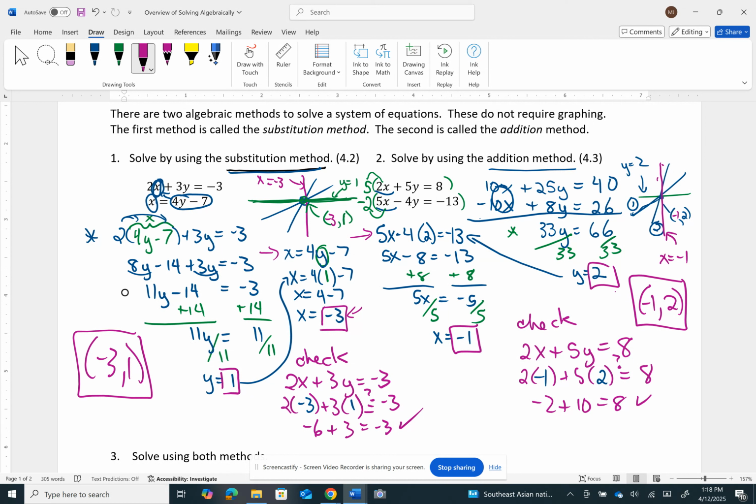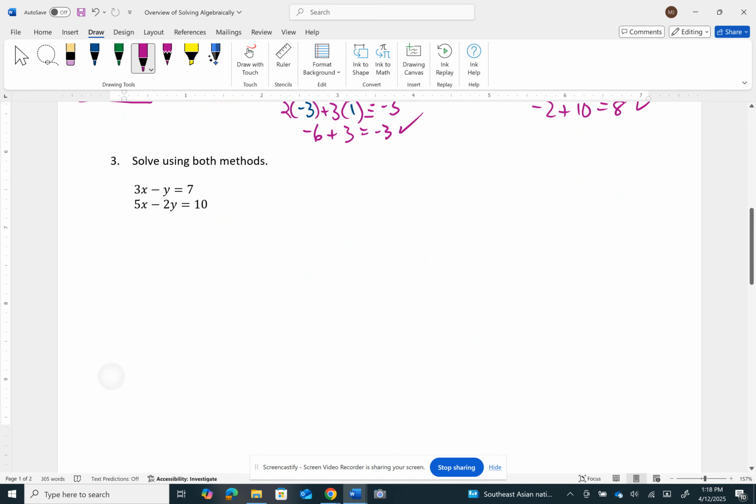So in this video, I'm just doing the overview of solving algebraically. All right, on this one, I'm going to solve it using both methods. So if I were going to solve using substitution on this one, it would work pretty well, because I would take that y and I would notice that that y has an understood negative 1 in front of it. So I could take that equation and work on getting that y by itself.